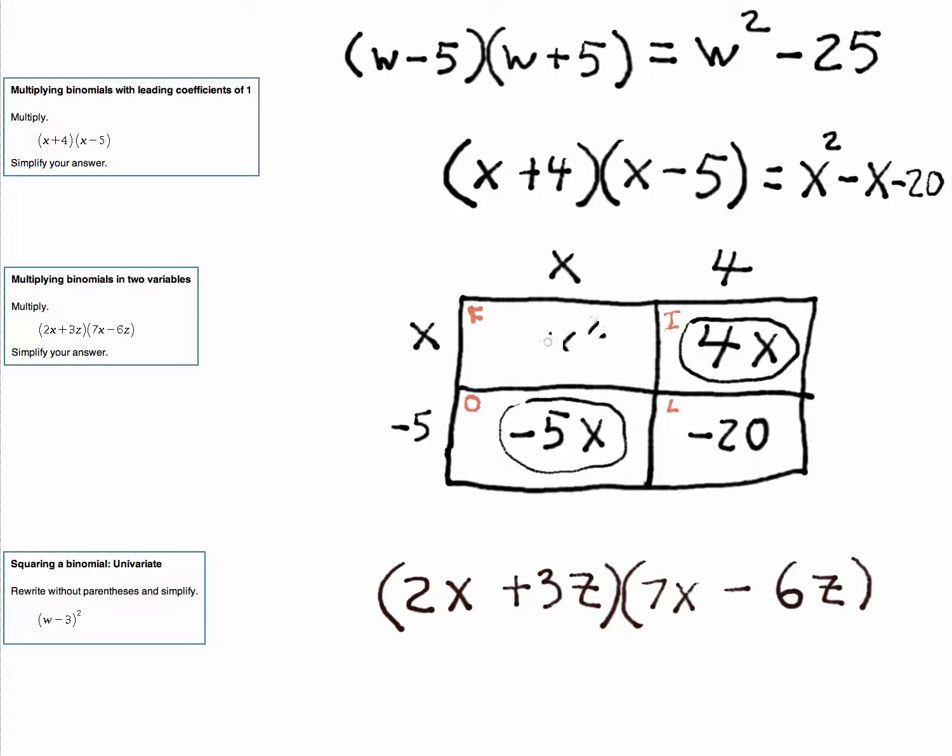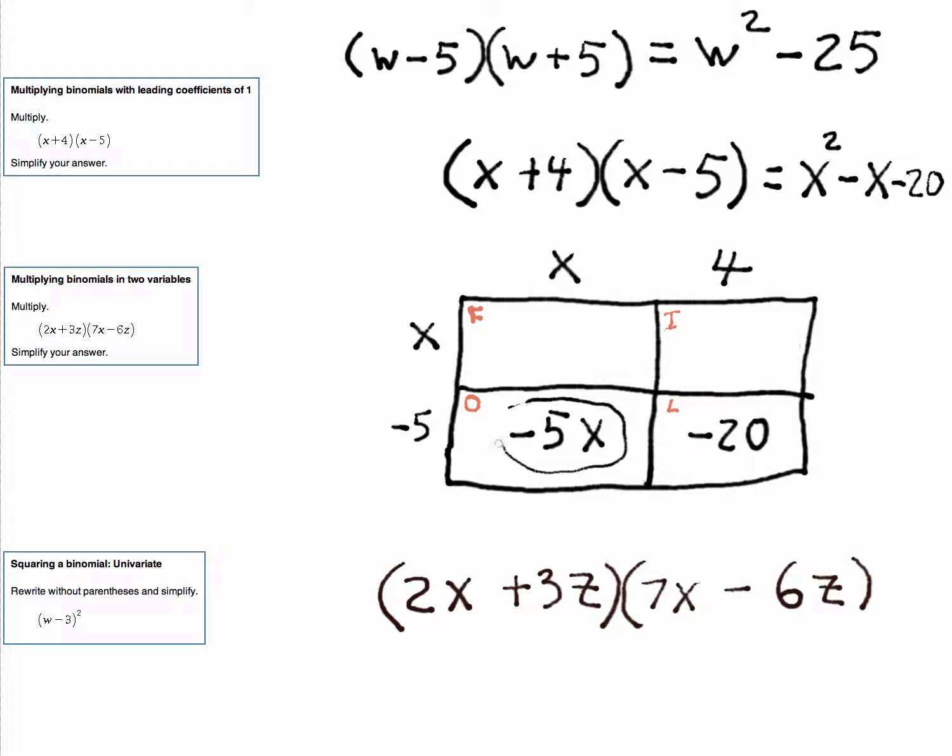We just have to keep track of the fact that the top and the side of the box are representing the labeled objects. Those are the things that we're multiplying together, and then what will appear on the inside will be those things that we need to add together so that we get the product.